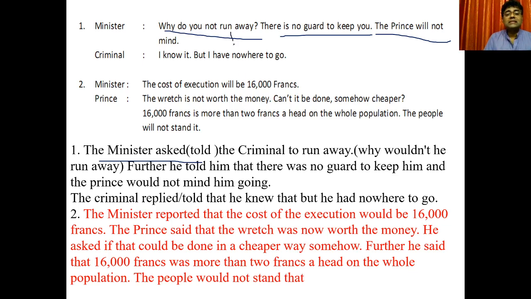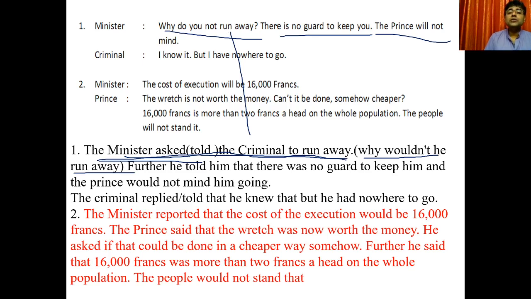The sense of it, as I have put it in the first part here: the minister asked the criminal to run away. Or as you can put it, the minister asked the criminal why he wouldn't run away. Both are right. In the first part, you have put the sense. In the second part, you have transformed it as it was asked. You are free. I give you this example so that you have the option.